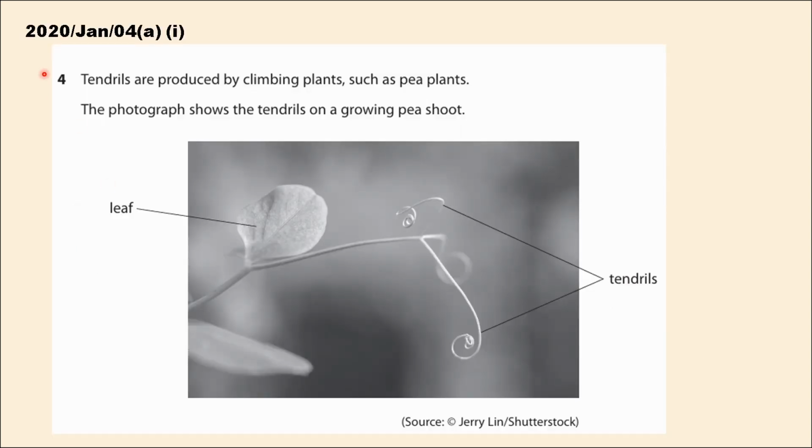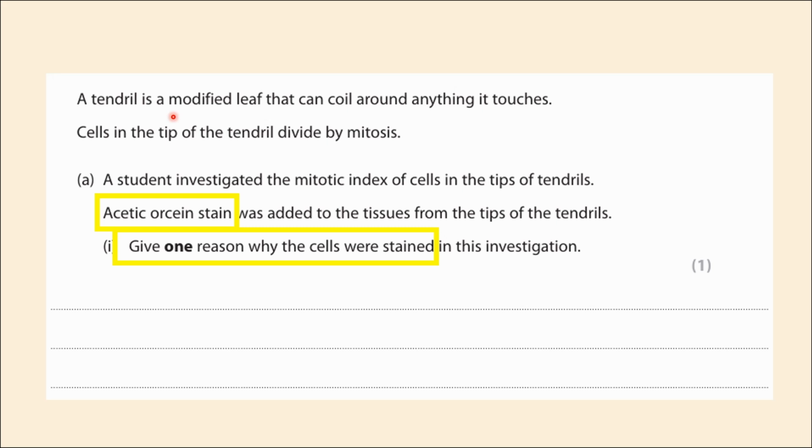We have the first question from 2020. It's about a pea plant which has some tendrils. Your question is: a tendril is a modified leaf that can coil around anything it touches. Cells in the tip of the tendril divide by mitosis. A student investigated the mitotic index of cells in the tip of tendrils. An acetic orcein stain was added to the tissues from the tips of the tendrils. Give one reason why the cells were stained in this investigation.